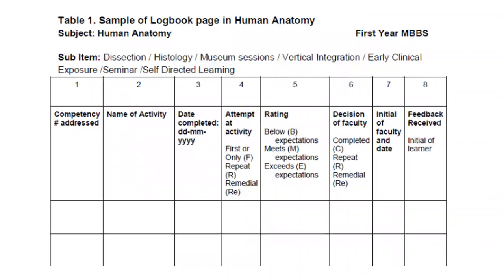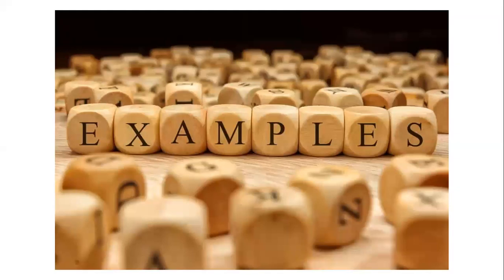And this is a sample I said. We have discussed this in detail, but if you look at this, why I have displayed this particular screenshot is that the sub items that can be documented are given in this slide. So dissection can be documented, histology can be documented. If there are visits to the museum for achieving competencies, then museum sessions, vertical integration, early clinical exposure, seminars, self-directed learning. So all this can be documented as a part of our subject of human anatomy and can be recorded in this particular format of the table suggested.